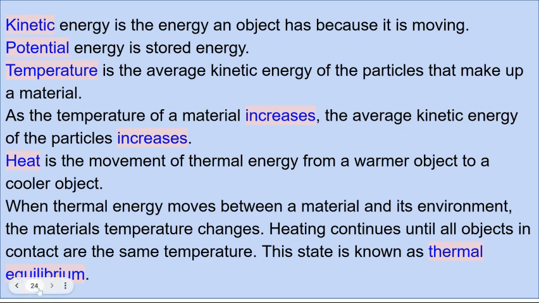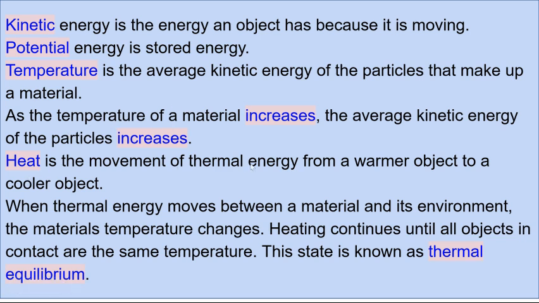Okay, so let's just review some of these vocab words we talked about. Kinetic energy is the energy an object has because it's moving. Potential energy is stored energy. So kinetic is in motion, potential is at rest or stored. Temperature is the average kinetic energy of the particles that make up a material. As the temperature of the material increases, the kinetic energy of the particles increases. So the more kinetic energy, the hotter the substance is.